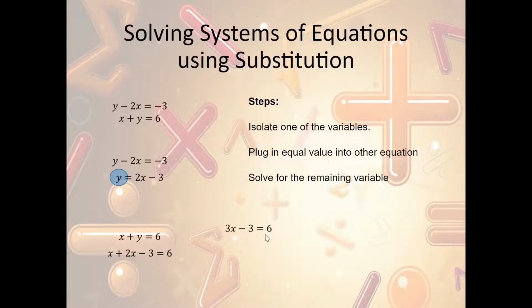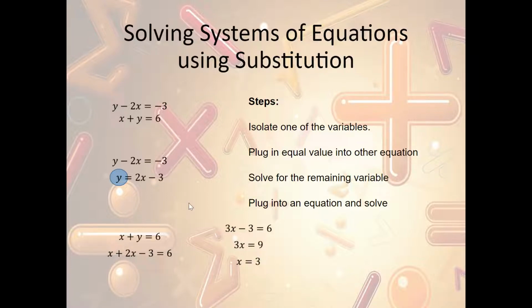I'm going to add 3 to both sides to get rid of this. So I get 3x is equal to 6 plus 3 is 9. Now I'm going to divide both sides by 3 to get rid of this 3. And I get 9 divided by 3 is 3. So x equals 3.